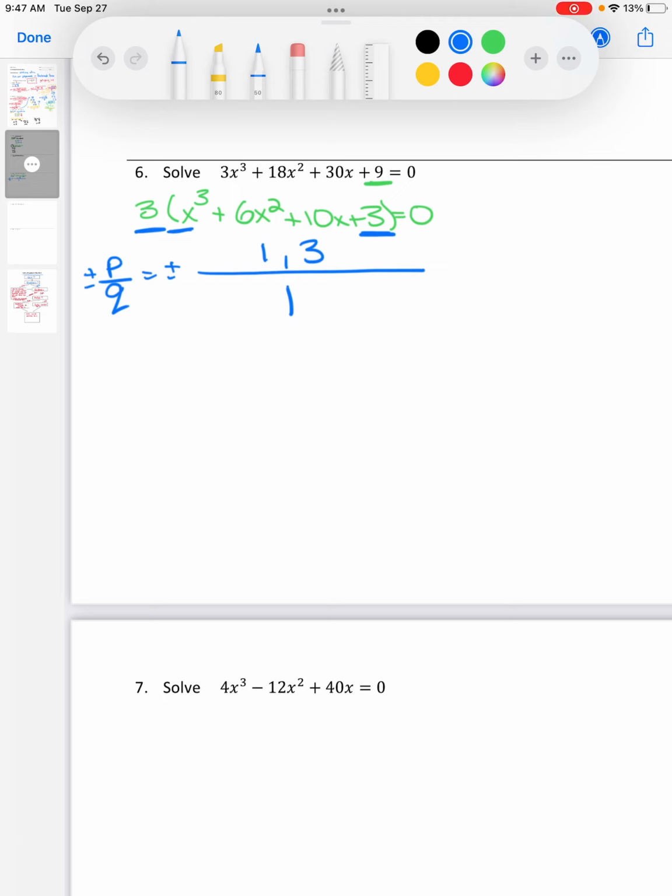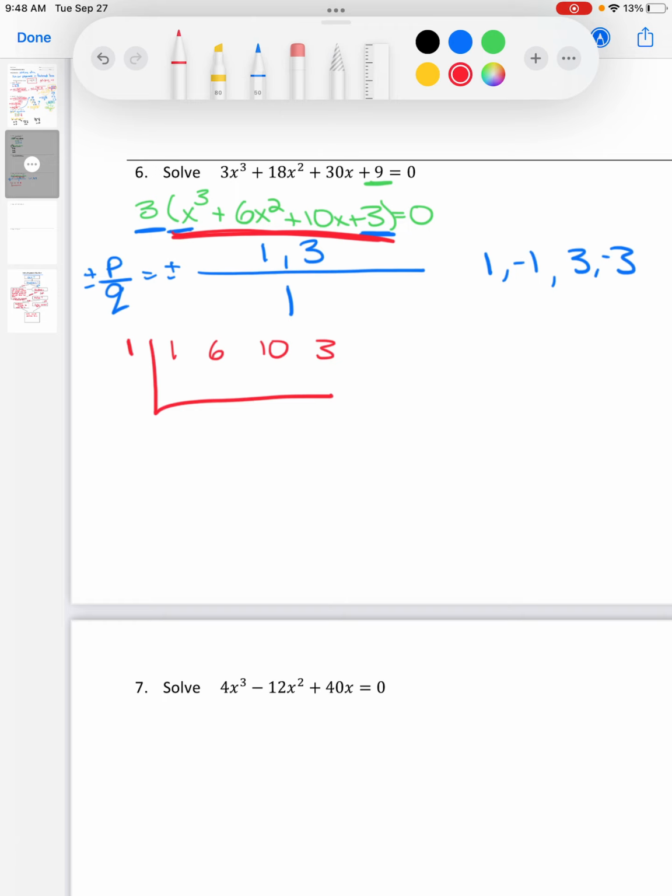Okay, this makes it a lot easier. Our possible roots are 1 over 1, which is just 1, and we have to have the positive and negative, and 3. Okay, so nice and easy. So let's just start with 1 and see if it works. That's right, we have to test these out with synthetic division. I'm using 1 first, so what goes inside? Well, I can use the coefficients, because this is where I got my possible roots from. So 1, 6, 10, and 3.